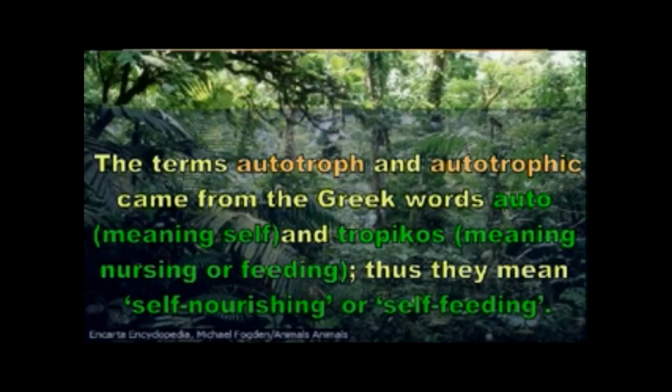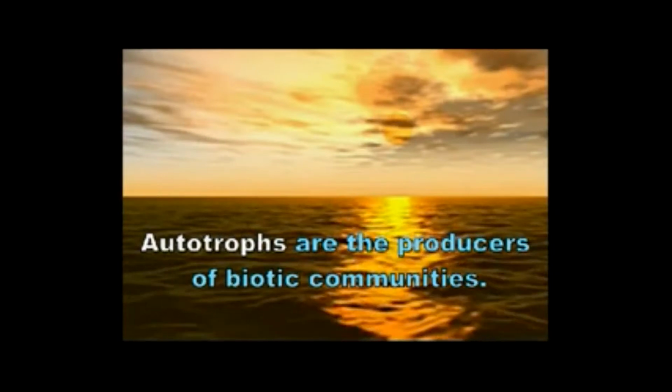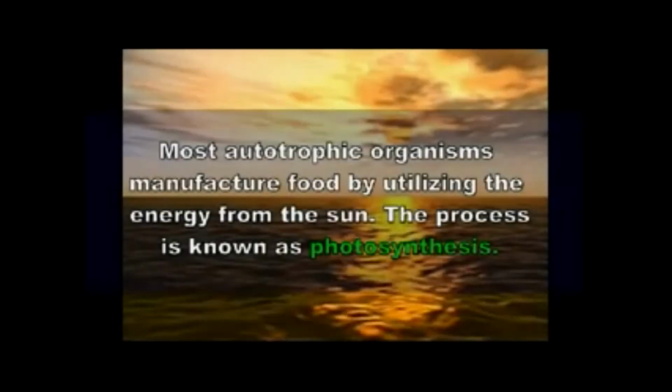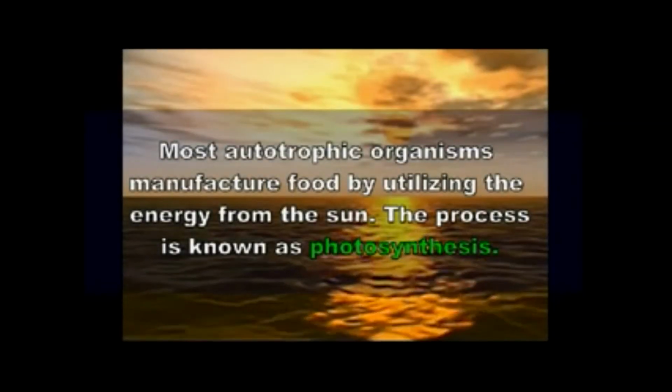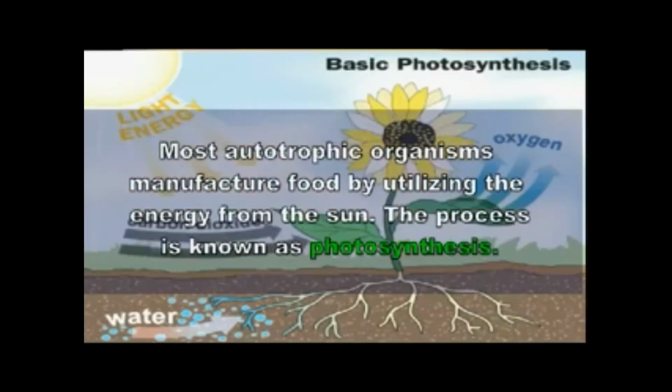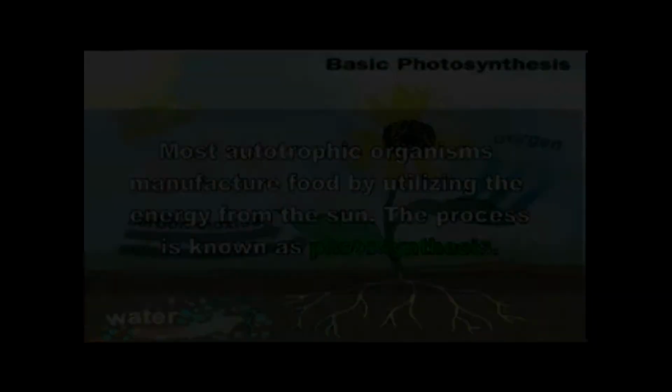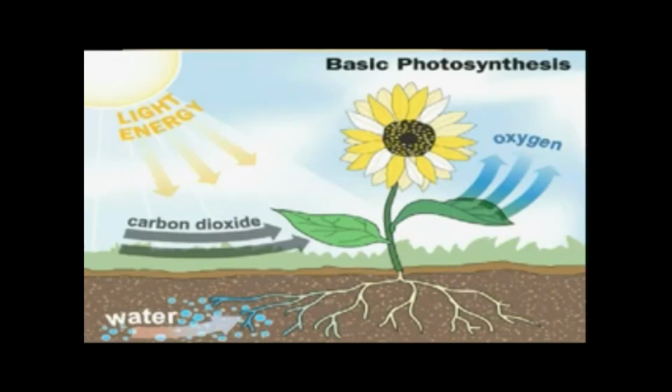The terms autotroph and autotrophic came from the Greek word auto meaning self and tropikos meaning nursing or feeding. Thus, they mean self-nourishing or self-feeding. Autotrophs are the producers of biotic communities. Most autotrophic organisms manufacture food by utilizing the energy from the sun. The process is known as photosynthesis.